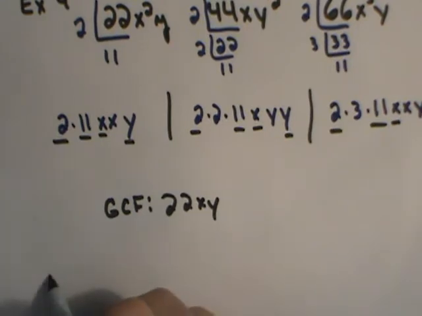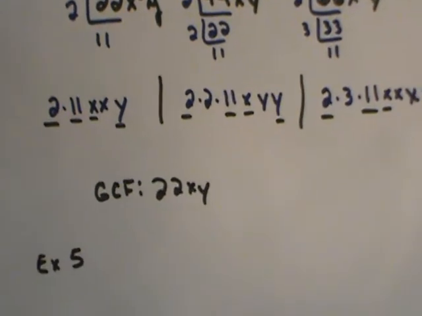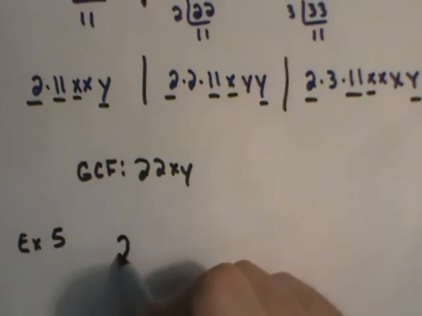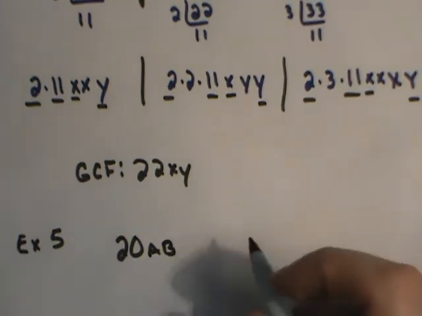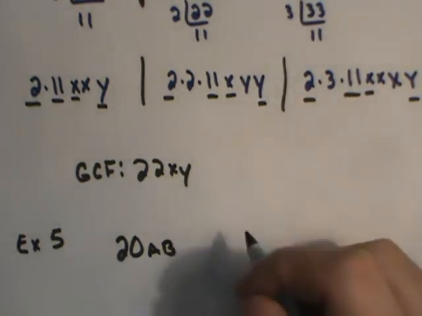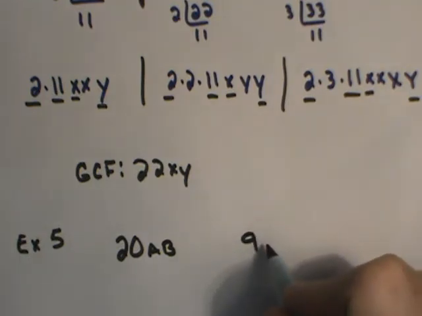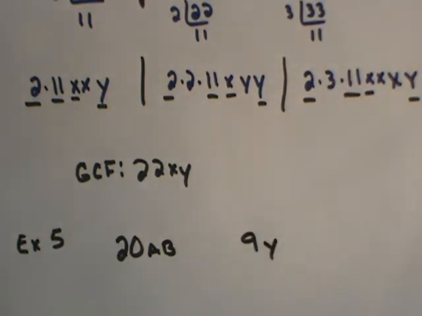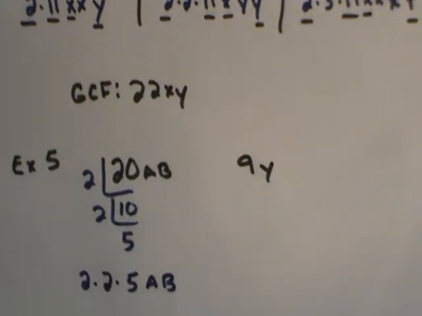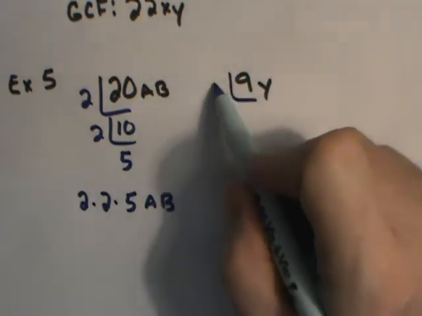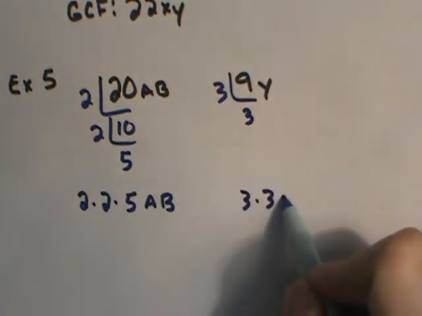Let's go to an example 5. With example 5, maybe I'll have something like 20 AB, and then 9 Y. I'm going to break these things down. As I break them down, this would be 2 times 10, and 2 times 5. So this is 2, 2, 5, AB. And then with the 9, it would be 3 and 3, so it's 3 times 3, Y.